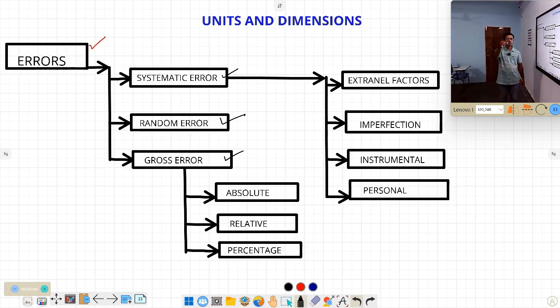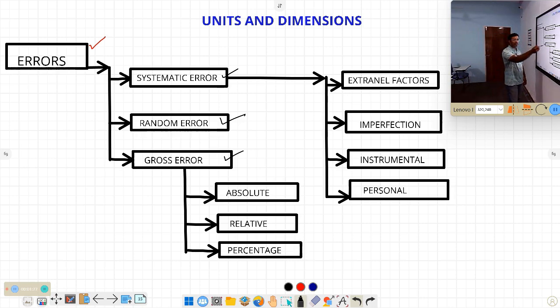Suppose this is a pen of 15 centimeters, and you are asked to measure its length using an instrument. If you are not using the instrument properly, the readings may change. Sometimes the error is due to your observation, sometimes due to the calculation, sometimes due to using wrong formulas. So a lot of factors affect the result.